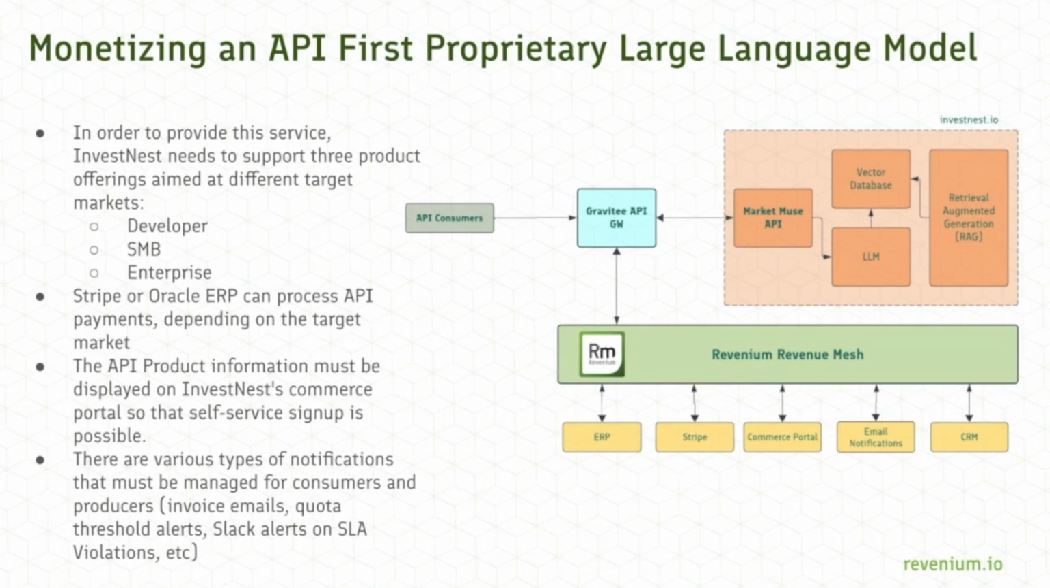And then on the other side of the equation, for their own teams, their sales teams may want to know if a particular customer is at quota because this could be an opportunity for an upsell. Then also their product management teams want notifications via Slack when things like SLAs are violated for their enterprise and SMB offerings.